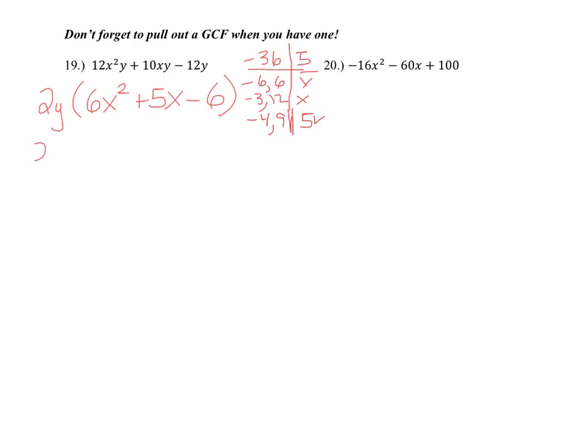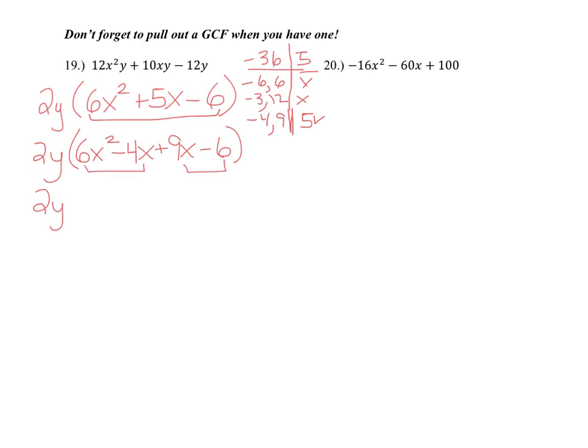This 2y, I'm just going to keep it there, right? And then I'm rewriting that as 6x squared minus 4x plus 9x minus 6. And then again, this 2y hangs out. I'm about to group this stuff with parentheses, so I'm going to change this to brackets for just a moment. I'm going to pull out the GCF of the 6x squared minus 4x, which is 2x. I'm going to be left with 3x minus 2. And then I'm going to pull out the GCF of 9x minus 6, which is going to be 3.